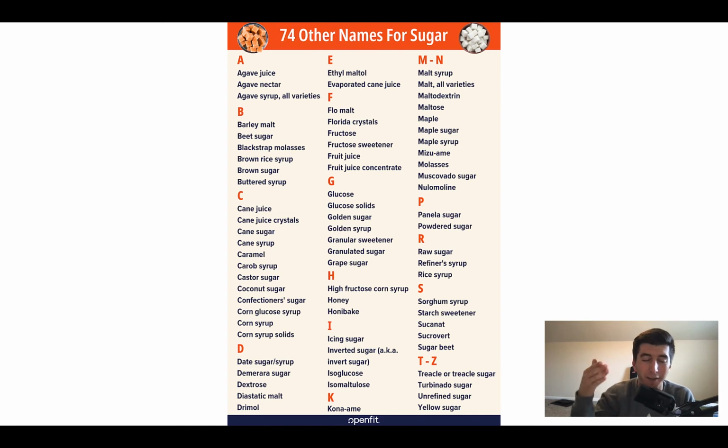Here's literally 74 other names for sugar. Just different names for monosaccharides, golden saccharides. I read golden syrup. I don't even know what that is. It's a little alarming.